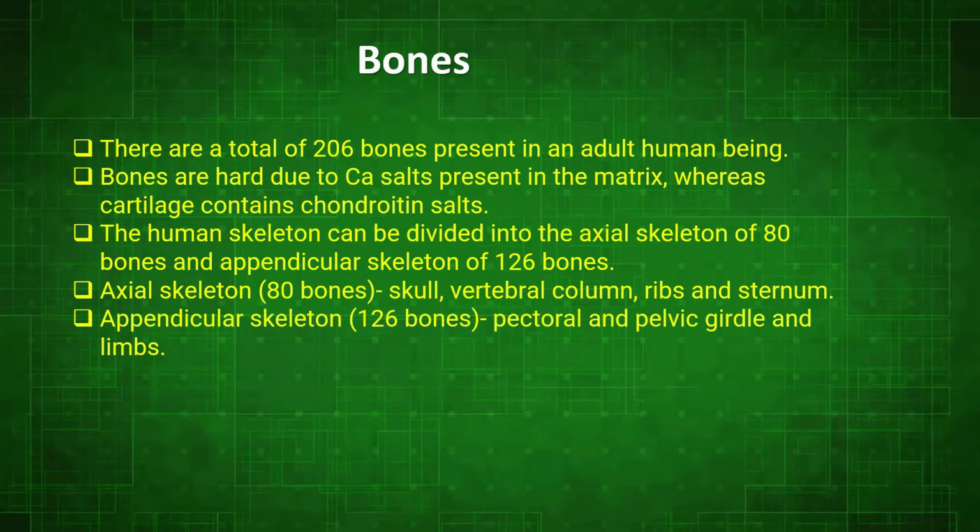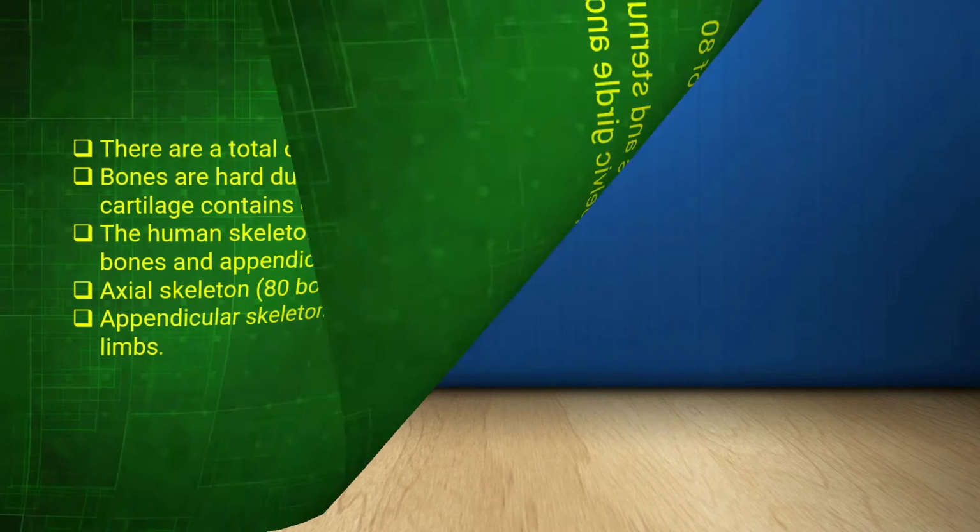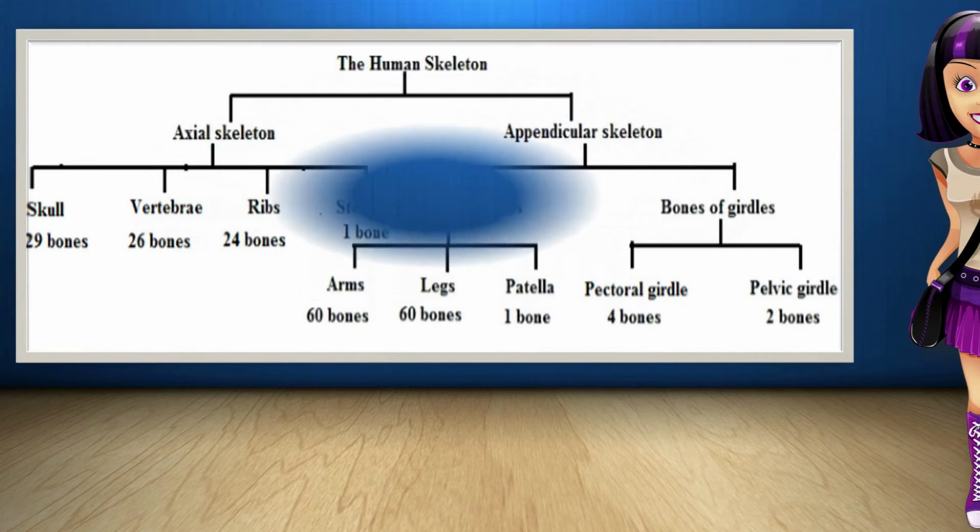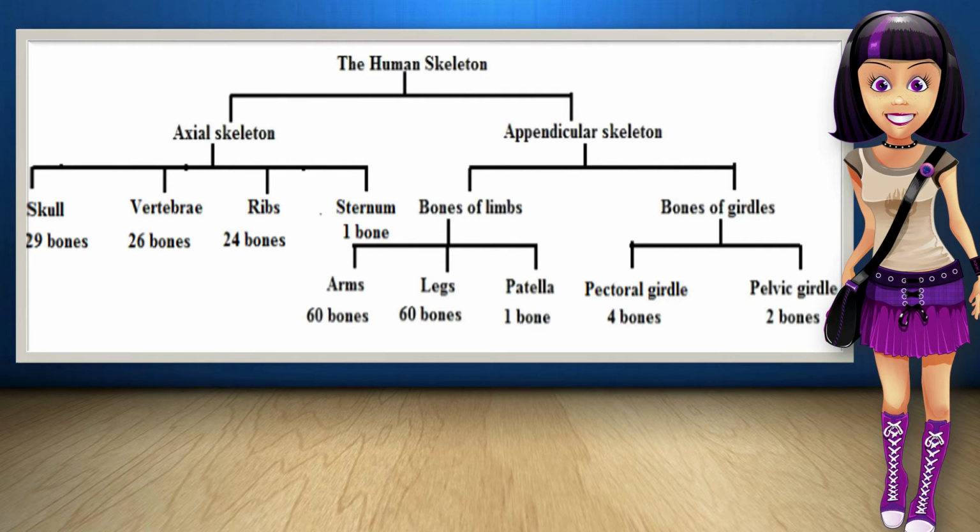Axial skeleton, 80 bones. It includes skull, vertebral column, ribs and sternum. Appendicular skeleton, 126 bones. It includes pectoral and pelvic girdle and limbs. Study the table carefully, and make sure that the human skeleton is made up of 206 bones.